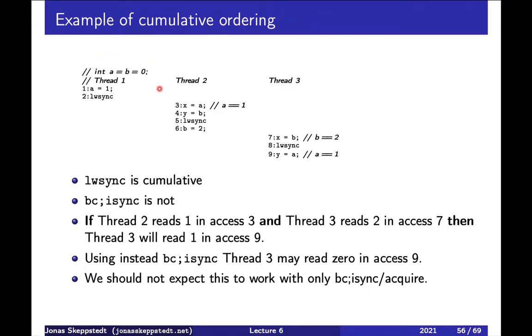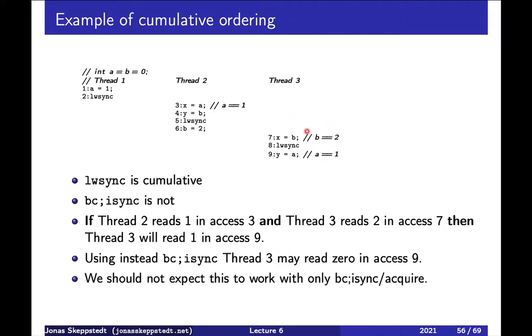Okay, this is not the most important part of the course, I should say. It's an illustration of very specialized detail about the Power architecture. Okay, so if we have A and B as 0 from the beginning, and then this thread sets A to 1 and does a lightweight sync. Okay, and now we assume that this reads the 1 from there, and it sets Y to 0, since B is still 0, and does this lightweight sync, and then sets B to 2.